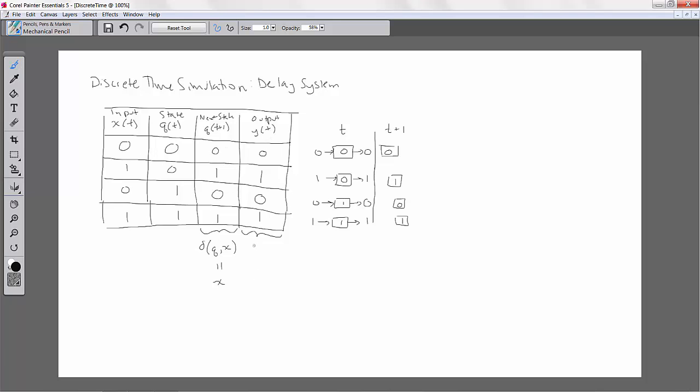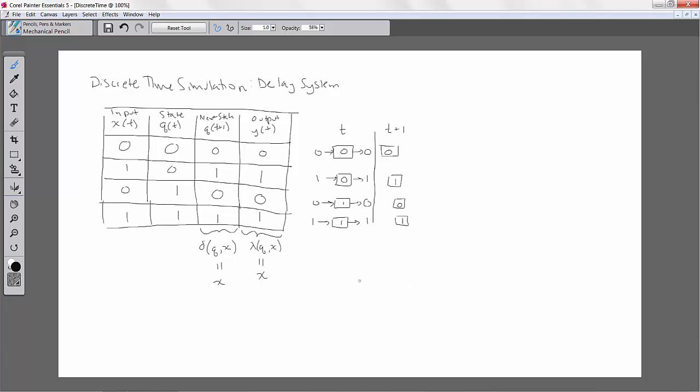Similarly, we can define an output function. In class, we've used the notation lambda, and similar to delta, it can be a function of q or x, or both. In this case, we can see that the output always matches the input. In each of these 4 cases, the output is exactly the input. So in this particular case, another way of representing this column is lambda of q and x is equal to x.